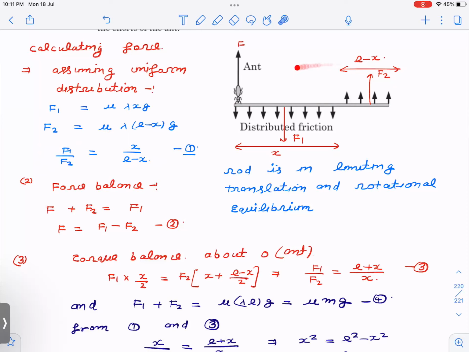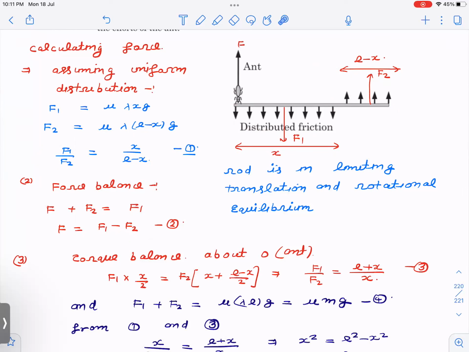After that, if I do force balance, because it is still in limiting equilibrium and has not yet started accelerating, F plus F2 is F1. That is also very easy to see. So this F we need to find out. Keep this in mind: F is equal to F1 minus F2. That's the second equation I'm naming.